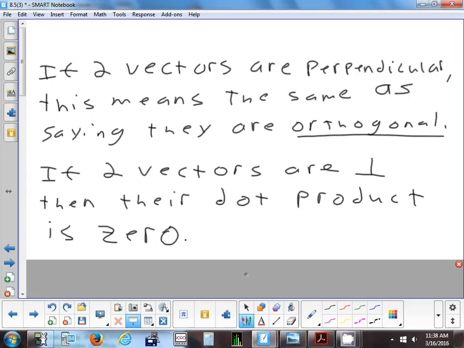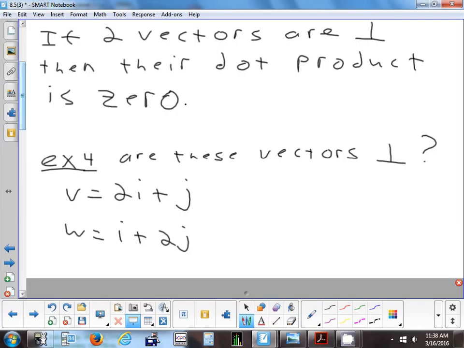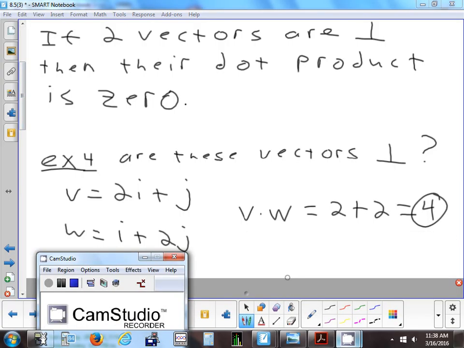And what's in the top? Your dot product. All right, so let's figure out if these two vectors are perpendicular. What's the coefficient of i in vector W? 1. So what's 2 times 1? 2 plus 2. Those are not perpendicular.